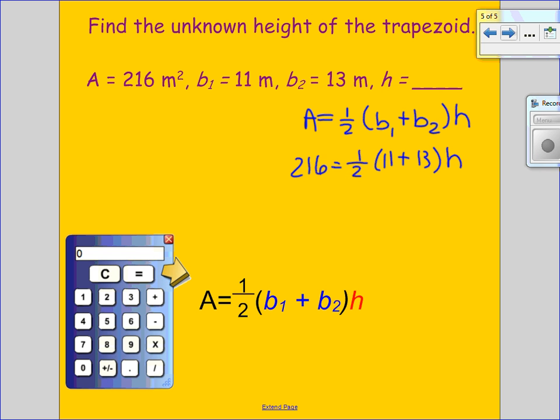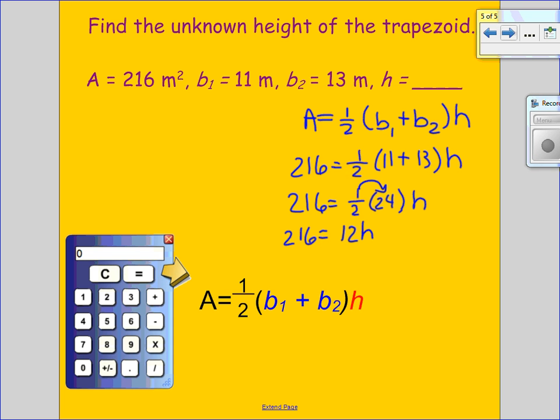Consolidate like terms where we can. So we have 216 equals 1/2. 11 plus 13 is 24 times the height. Keep consolidating because we still have more like terms. This 1/2 can be distributed to the 24. Half of 24 is the same as 24 divided by 2, and so it's 12 times h, the height.